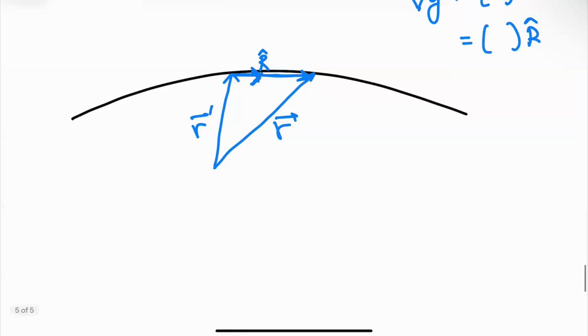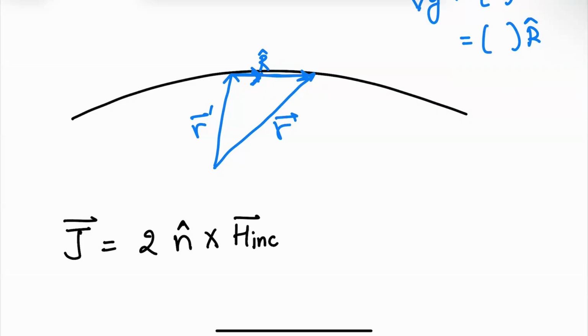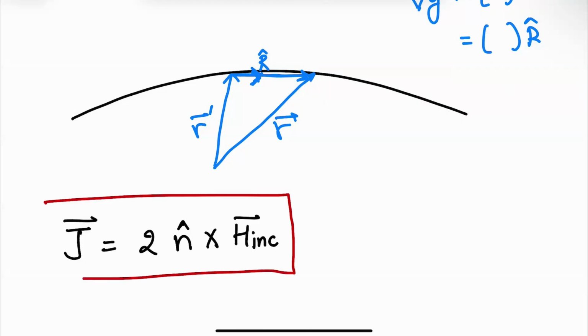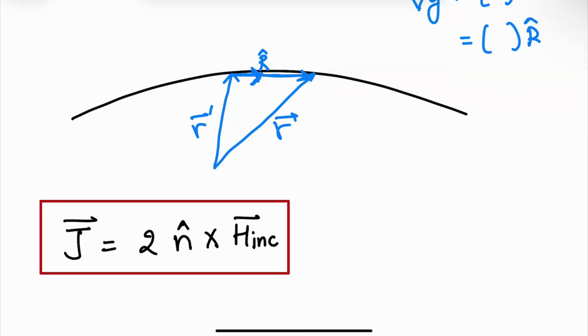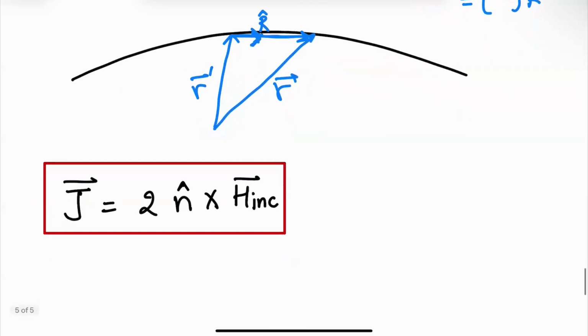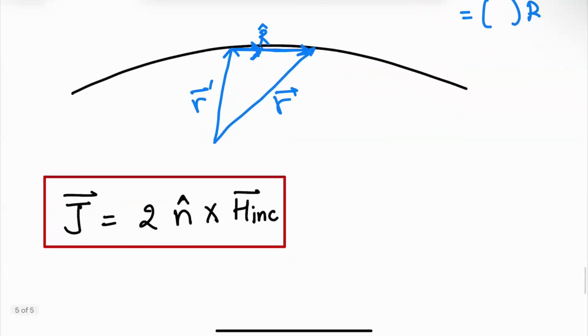Okay, and then you get a very simple form for the current, which is that J is equal to 2 times n hat cross H incident. This is a very, very powerful and useful approximation because it essentially reduces an integral equation, not even having to solve an integral, right? It directly gives you what the current is in terms of the incident field, right?